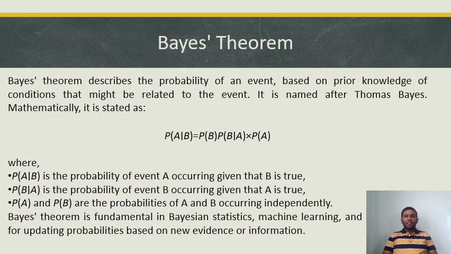Bayes theorem describes the probability of an event based on prior knowledge of conditions that might be related to the event. It is named after Thomas Bayes. Mathematically, it is stated as P of A given B is P of B given A times P of A, divided by P of B, where P of A given B is the probability of event A occurring given that B is true. P of B given A is the probability of event B occurring given that A is true. P of A and P of B are the probabilities of A and B occurring independently.